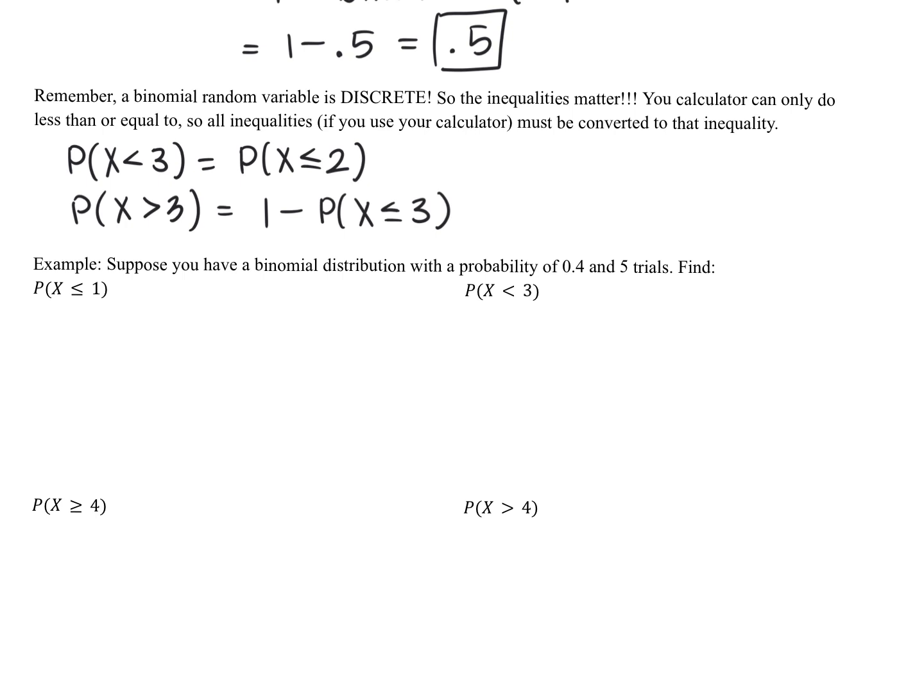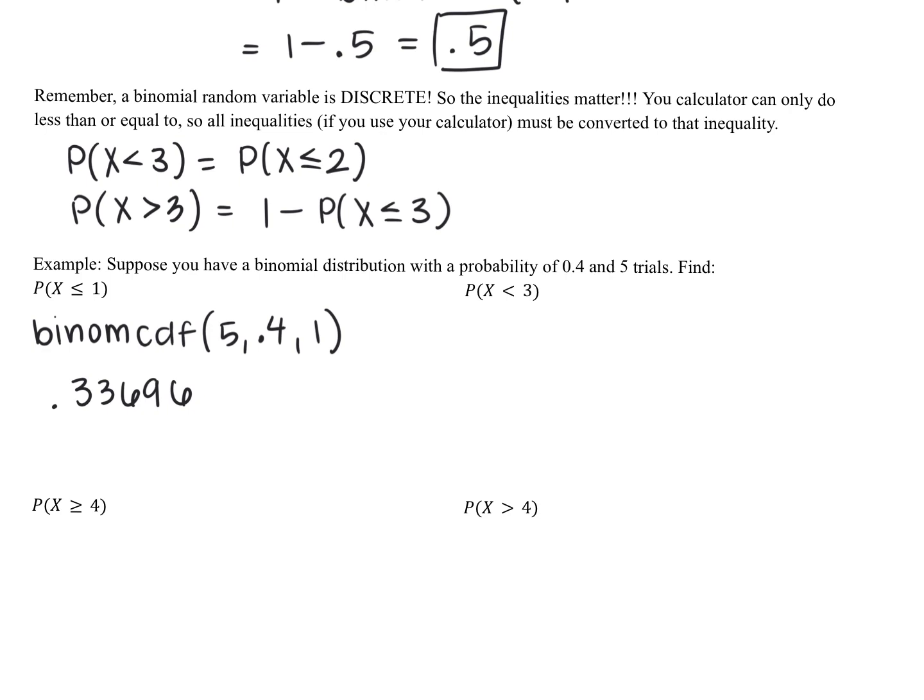All right, so let's just do a couple general examples. So we have a binomial distribution with a probability of success of 0.4, and we're doing 5 trials. And we're going to use our calculator to find the following probability. So the first one is the probability x is less than or equal to 1. So I can go ahead and just do binom CDF. My number of trials is 5. My probability of success is 0.4, and then 1. And we're going to get 0.33696.